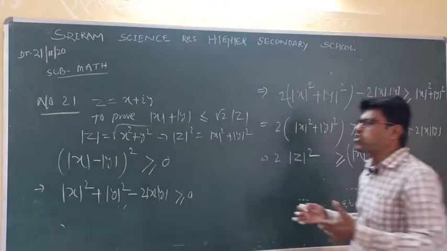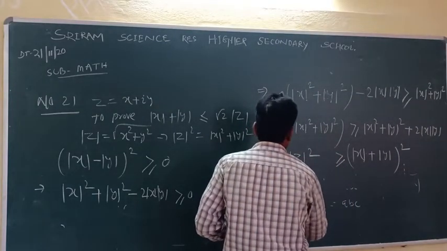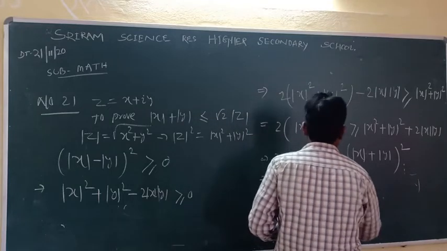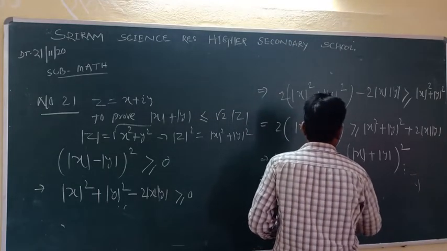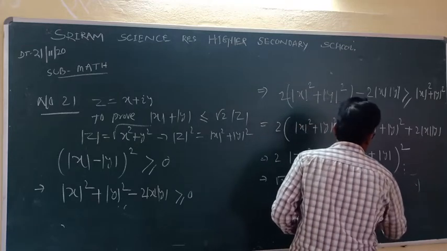Taking root over both sides, taking root over both sides. So root 2z mod z greater than mod x plus mod y. Proved. We have to prove that.